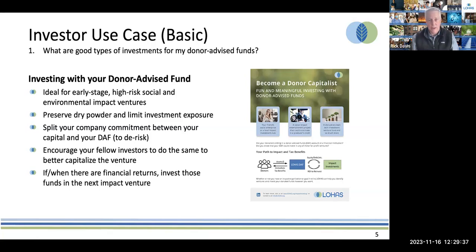You can invest in the company out of your normal portfolio, and then have some of your other capital commitment to the company come out of your DAF, which obviously helps de-risk the overall exposure. And in that scenario, when the company issues returns, the funds that were invested out of your own portfolio will return to that, and the funds that are invested out of your DAF, in a pro rata way, would return to it, for future deployment per your advisory. We always encourage your fellow investors to do the same, because if these are companies you're investing in, if it's a way to better capitalize the venture, that's to everyone's benefit. And as I mentioned, if and when there are financial returns, invest those returns in the next impact venture. That's the idea here.